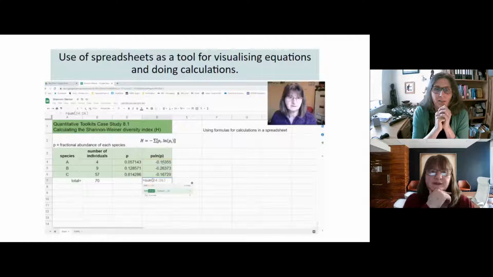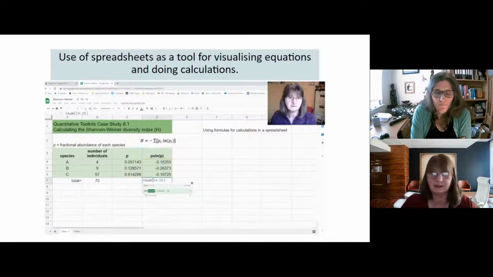The other thing we've done is using spreadsheets as a tool for two things, really. In this case, we're looking at doing calculations: how to use a spreadsheet, typing in formulas, and getting it to do, in this case, the Shannon-Wiener diversity index. But taking people through how to set it up so that no matter what calculation they're doing, they should be able to apply the same principles.